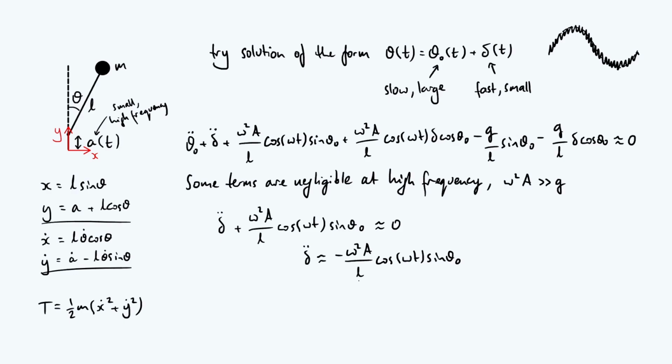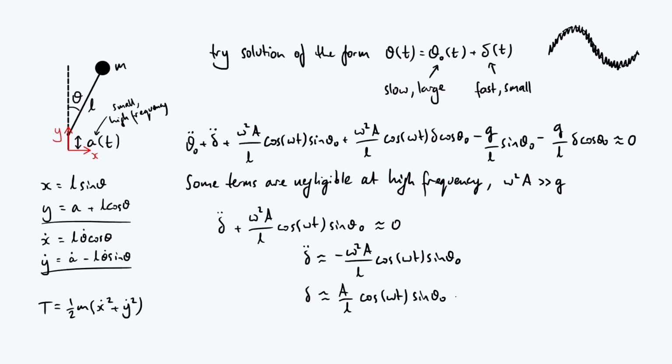And so if we just integrate this twice, you're essentially just integrating cos omega t twice. When you do that, essentially it's just going to make the minus sign disappear, and it's going to make the omega squared disappear, because if you integrate cos omega t, you get sine omega t divided by omega. That makes one of the omegas disappear. Then you integrate sine omega t, and you get minus cos omega t divided by omega. And the conclusion is delta is roughly A over L cos of omega t sine of theta naught.